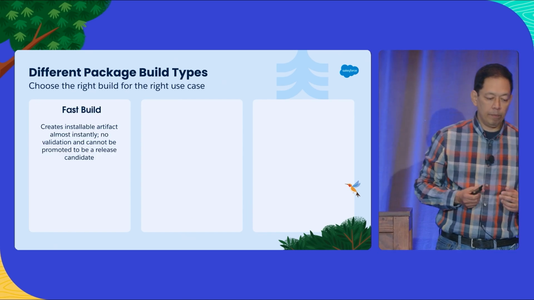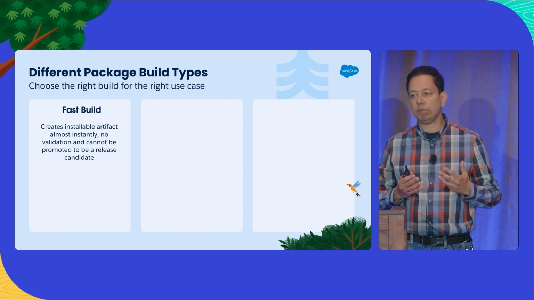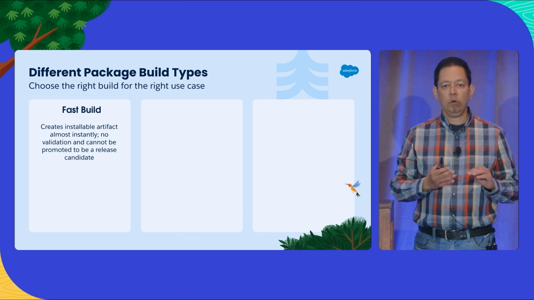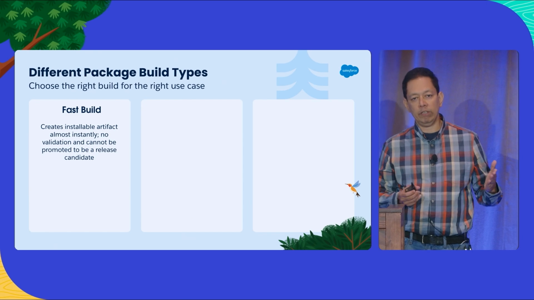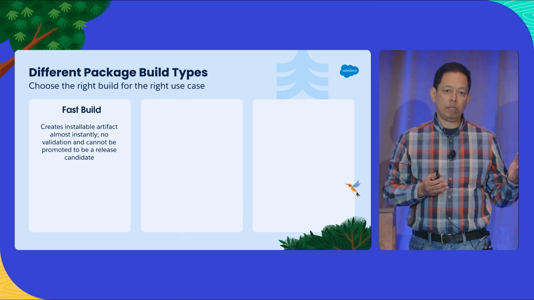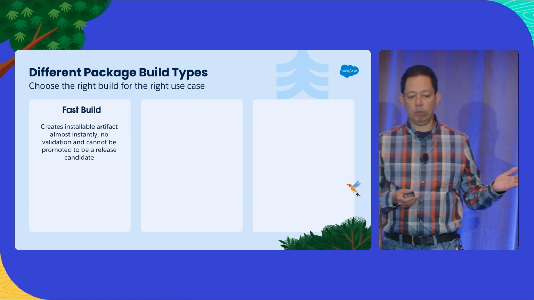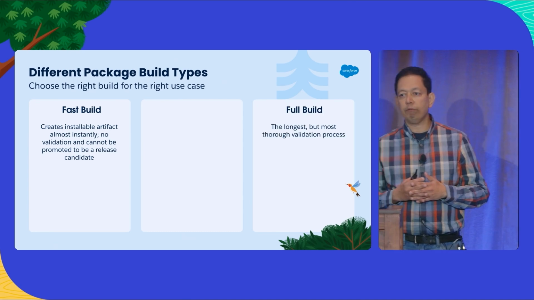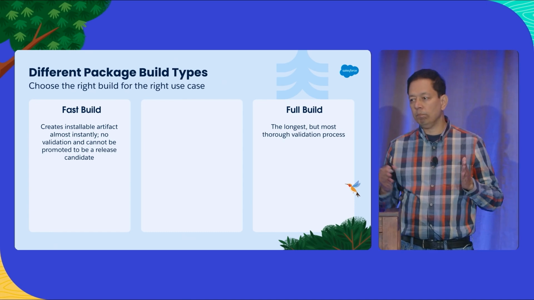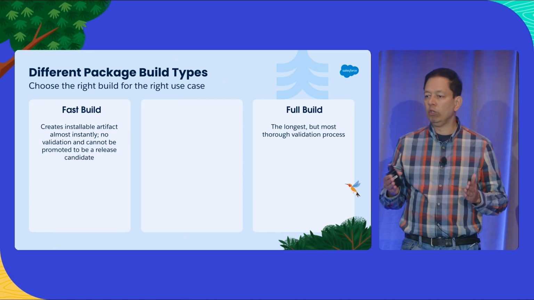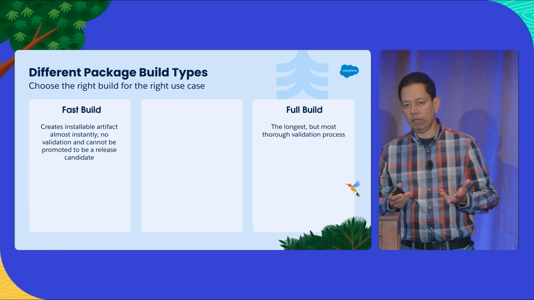CI. We have a notion of a fast build, what we call skip validation, where we give you an installable artifact really quickly without doing any validation. But such package versions can obviously not be promoted. There is the other extreme, which is the full build, where we do all validation, but it takes the most amount of time, but at the end of it, you know that you have built your package completely.